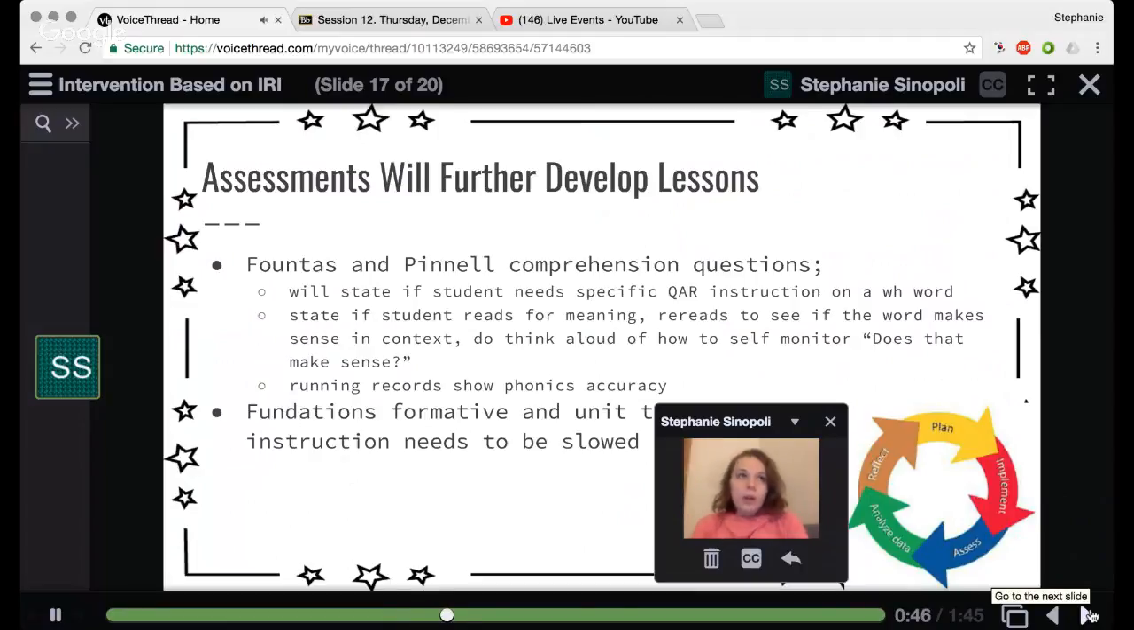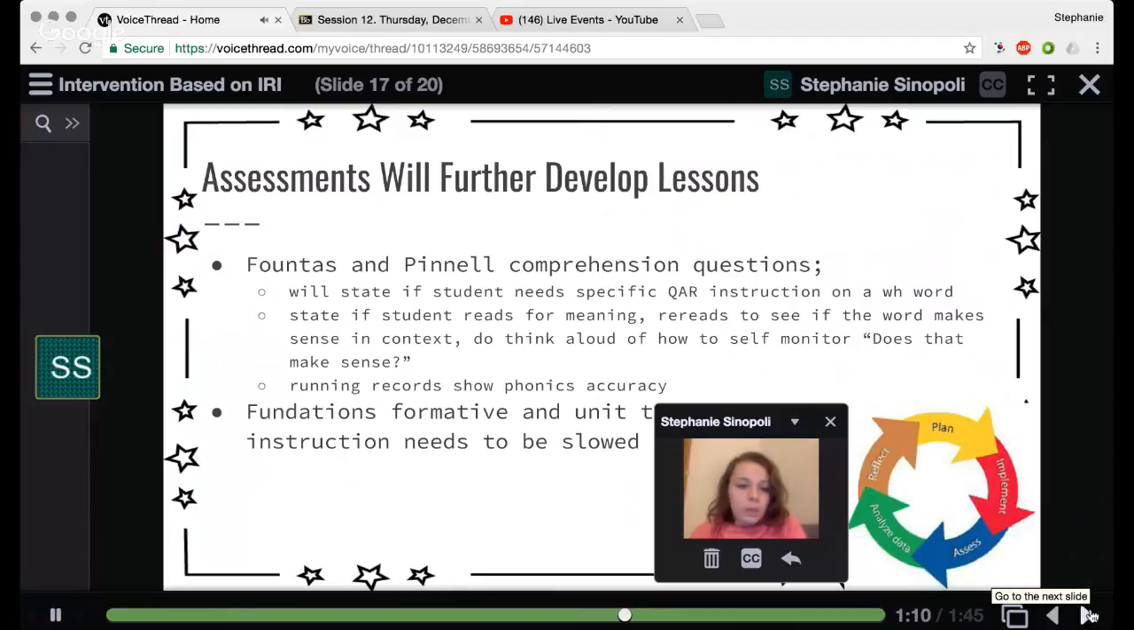So if Jackie is not showing progress in monitoring or self-monitoring, I will constantly do a think aloud and ask myself, does that make sense? I will purposefully make mistakes when I read aloud texts and have her ask me, does that make sense? To the point where Jackie begins to ask herself that when she comes to an unknown word.